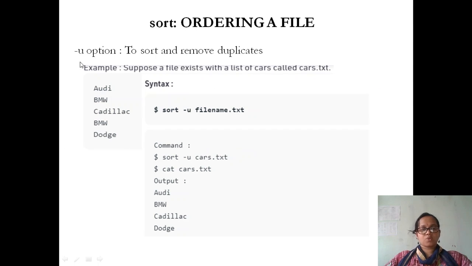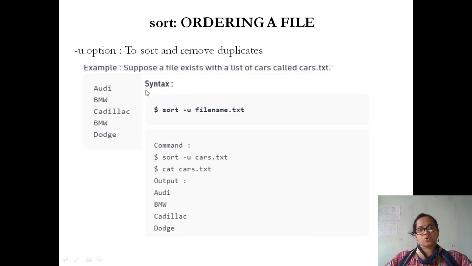Now we will move on to the -u option, that is, removing repeated lines. If I have many repeated lines and I want unique data, at that time I can use this option -u. Here is an example: suppose a file exists with a list of cars called cars.txt. So here you have the cars.txt file.